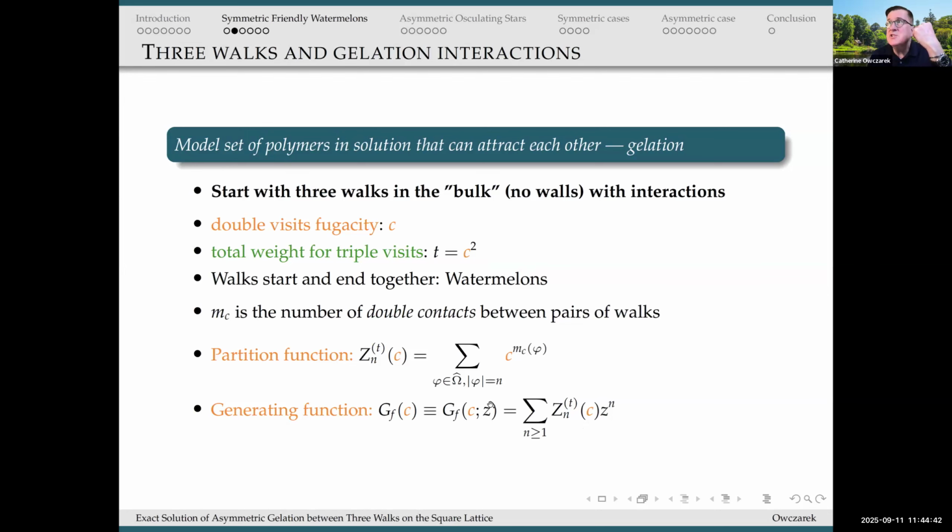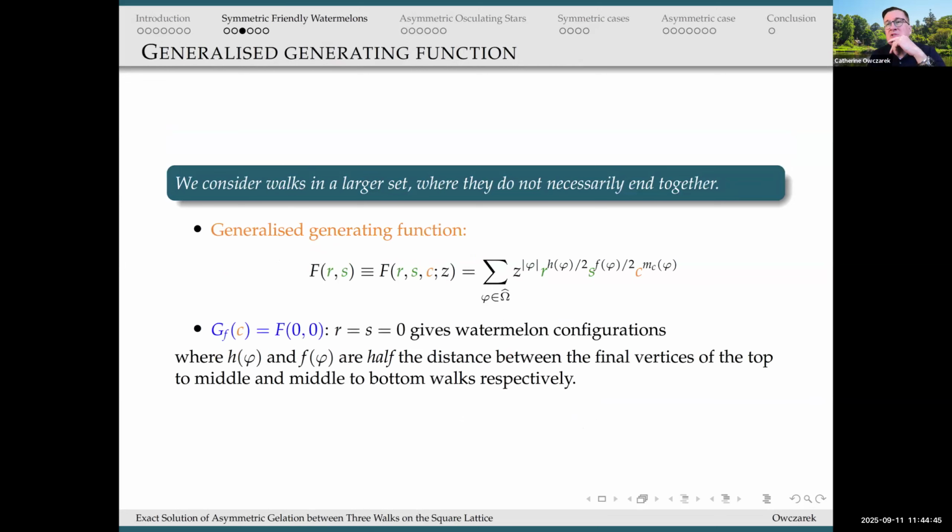generating function. And so I said the way to solve this is to add these catalytic variables in. What are the catalytic variables? Well, the walks start and end together, but of course, in between, they have any distance between the top walk and the middle walk and the middle walk and the bottom walk. And you have to add in variables which count the half distance, because of the measure we put on the final vertices of the top and the middle to the bottom loops as you move through the configuration.